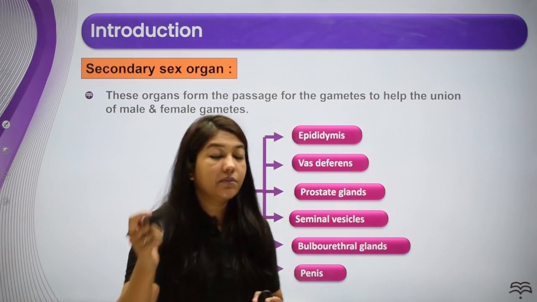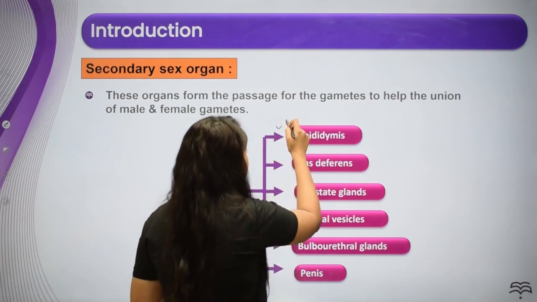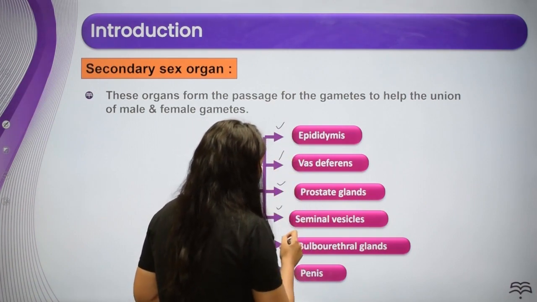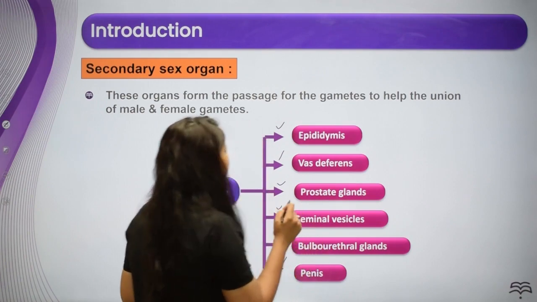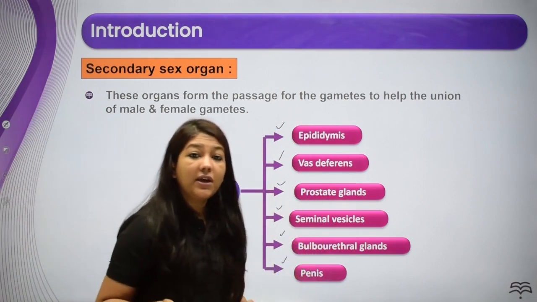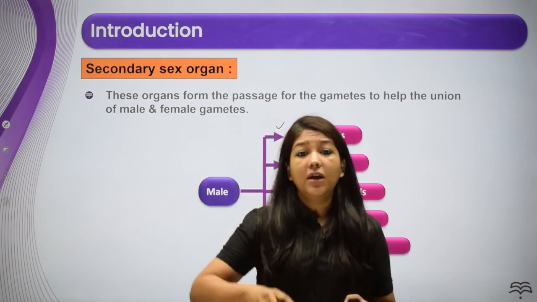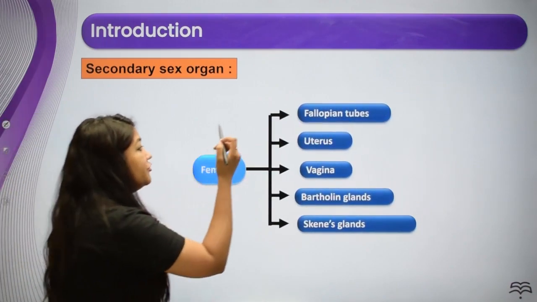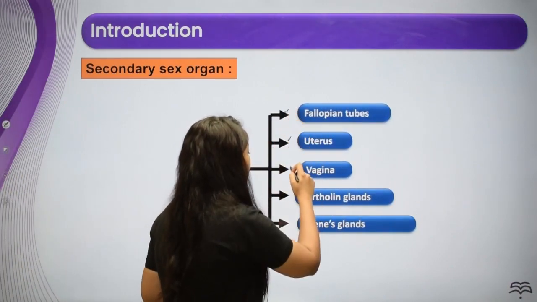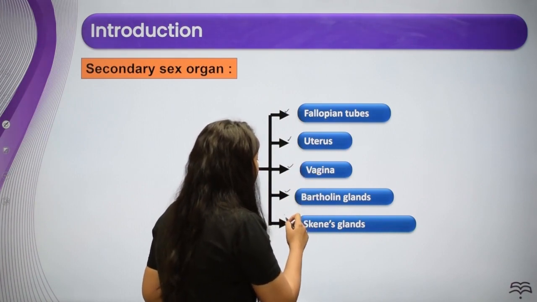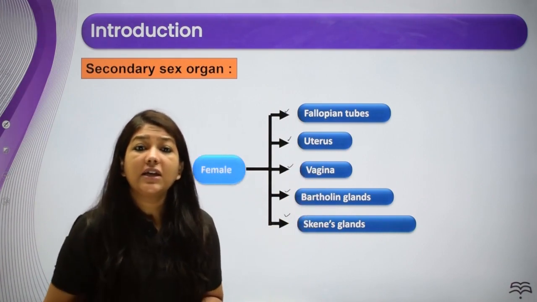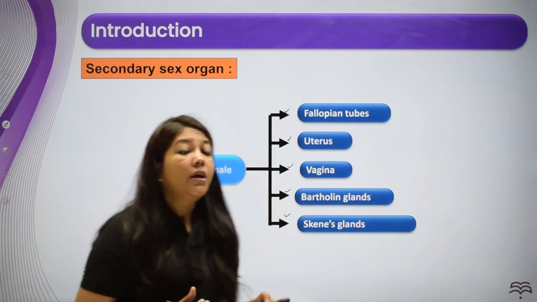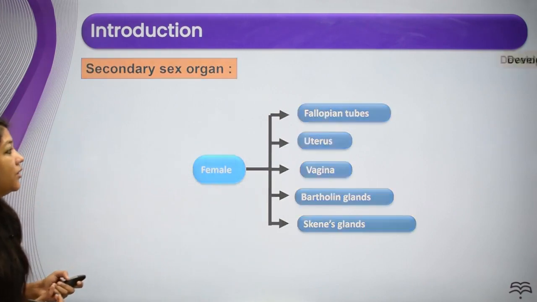Alright, so see, in case of male reproductive system, we'll be talking about male reproductive system, and we'll be talking about female reproductive system. In case of males, epididymis, vas deferens, and then prostate glands, seminal vesicle, bulbourethral glands, and then lastly penis. What are these? These are secondary sex organs. They are going to help in the process, okay? Now, similarly, in case of females also, the fallopian tubes, the uterus, the vagina, the Bartholin glands, the Skene's gland, these are all what? These are again secondary sex organs which are providing a passage, which are helping in the union of the male and the female gamete.